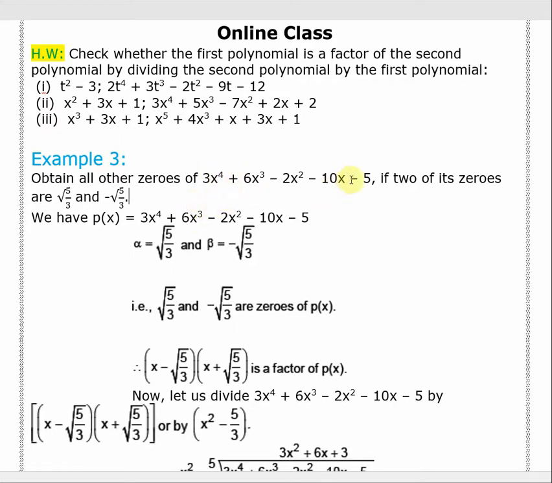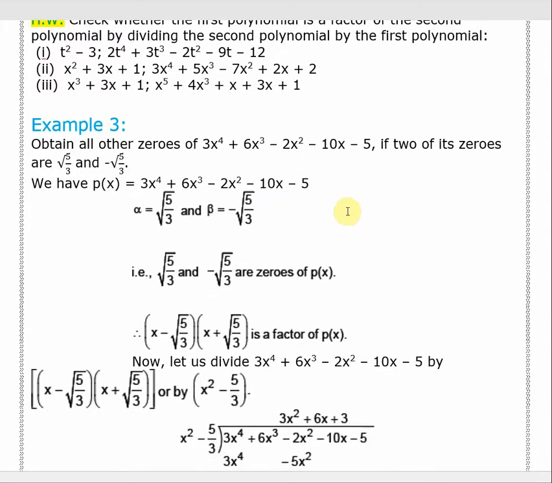For this polynomial, two of them are given, one is root under 5 by 3 and one is minus root under 5 by 3 whole. So if these two are the zeros of the polynomial, then what are the other two? That is the sum. This is an easy sum, it actually looks a little different or difficult, but it is not. So let's see how it is to be done.